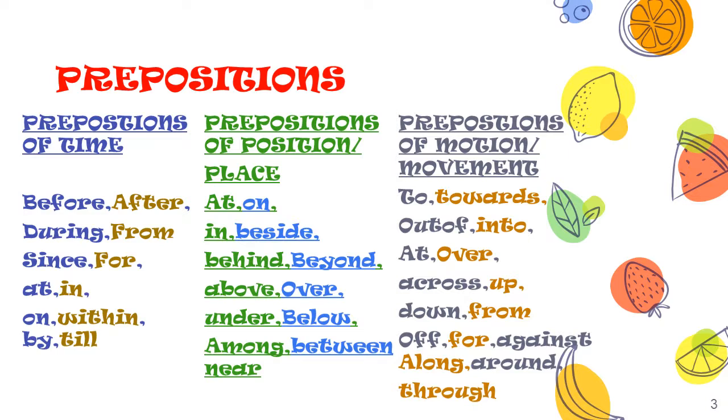Prepositions of movement are used in sentences where something is in movement. These prepositions are to, towards, out of, into, at, over, across, up, down, from, off, for, against, along, around, and through. So today we are going to cover prepositions of time.